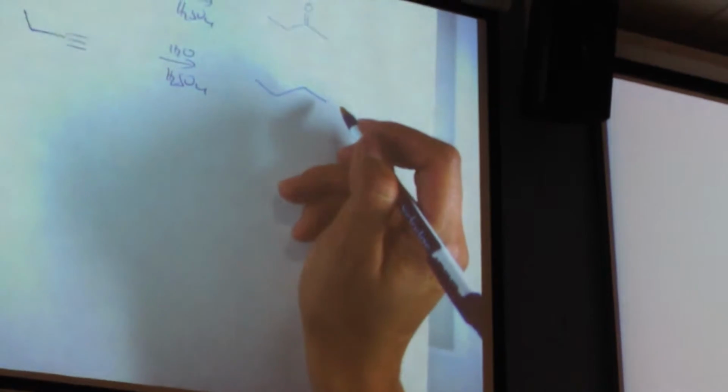Ketone? Yeah. Okay. Where's the carbonyl? Like this, right? Yeah. Okay, that's my point. Okay, I'm gonna leave it there.